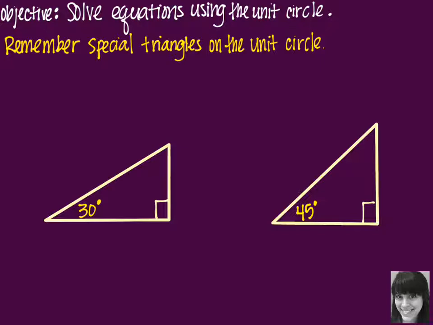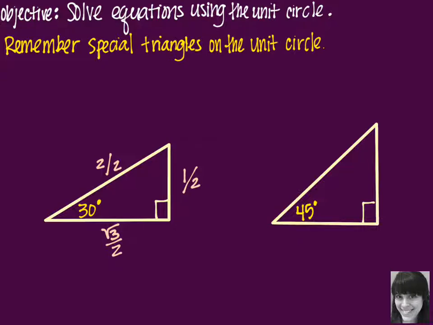So you have a 30, 60, 90 degree triangle, and the ratio of those sides is: opposite of 30, you should have 1. Opposite of 60, you should have square root of 3. And opposite of your 90 degree angle, you should have 2. But because this is on the unit circle, we have to have a hypotenuse of 1. So I make it 1 by dividing all sides by 2.